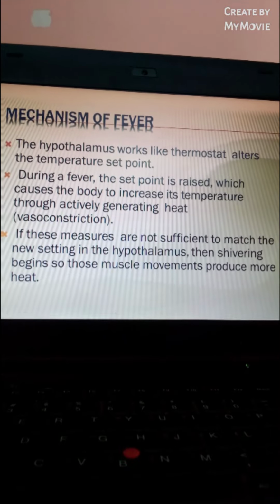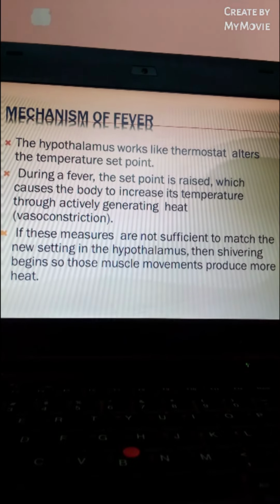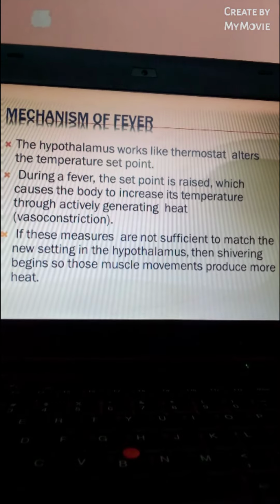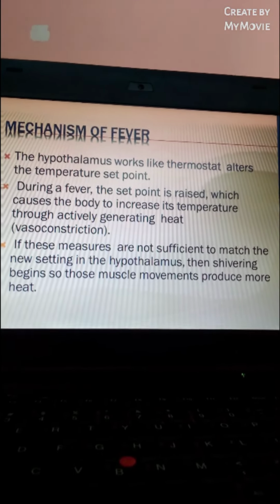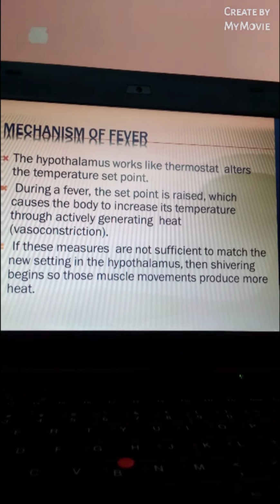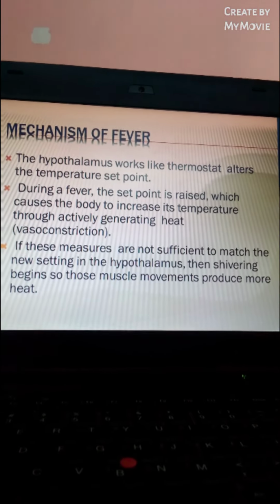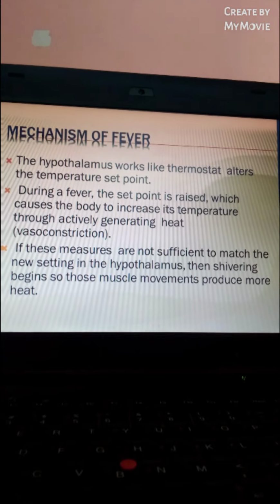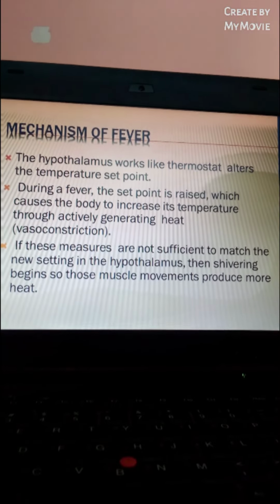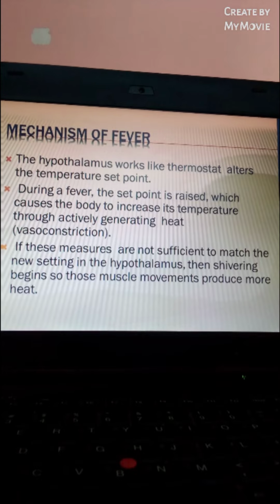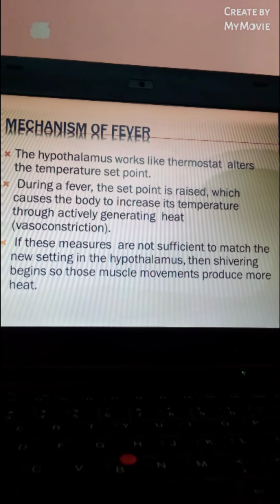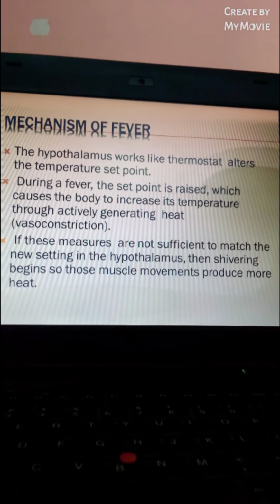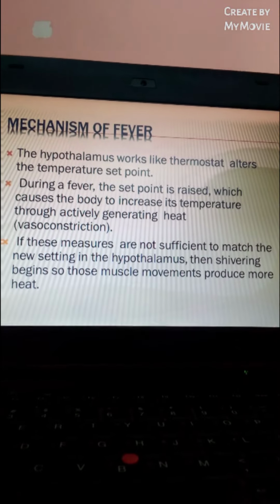So, we can say that the hypothalamus works like a thermostat that alters the temperature set point. At the time of fever, the set point is raised, which causes the body to increase its temperature through actively producing or generating heat. Okay, if these measures are not sufficient to match the new set point in the hypothalamus, then shivering begins. So the muscle movement produces more and more heat to match the set point.